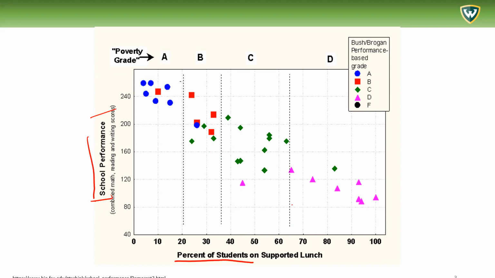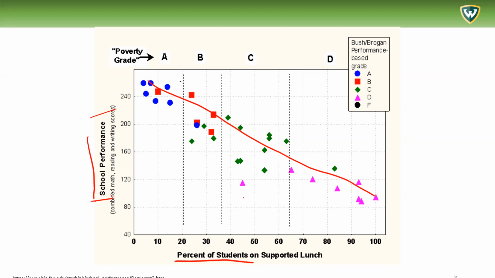What do we see here? Well, clearly we see that the higher the percent of students on supported lunch, the lower the school performance, the lower the grades of the students in the schools. And if we were to draw a line to see the trend, we can see pretty clearly that there's a very clear linear relationship here. In fact, quite few things in the world actually have such a strong linear relationship. So this graph shows us that poverty is potentially a major impactor, or at least associated with school performance.